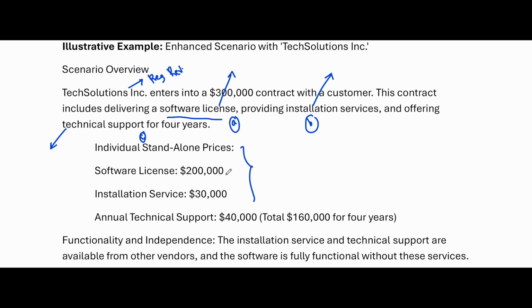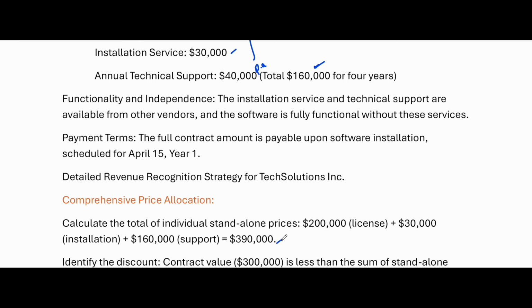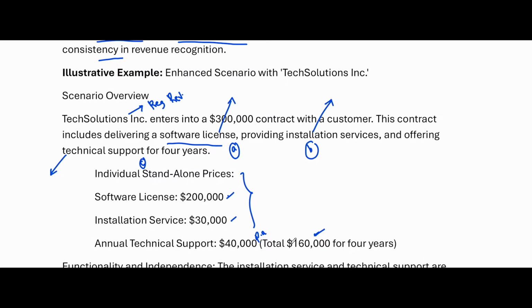Software license is 200,000 and installation 30,000, only one time. Technical support is for 4 years, and each year they are asking 40,000. The total comes to 160,000. So you can observe 200,000 plus 30,000 is 230,000, and 160,000. Total how much? Total is 390,000. But how much are they asking? They only enter into a contract of 300,000 with this particular customer.